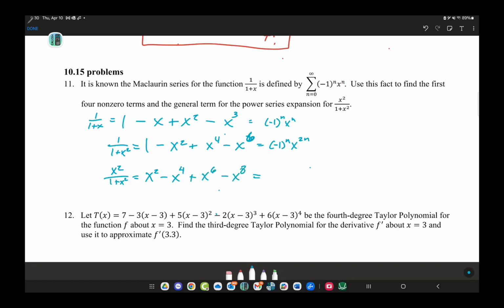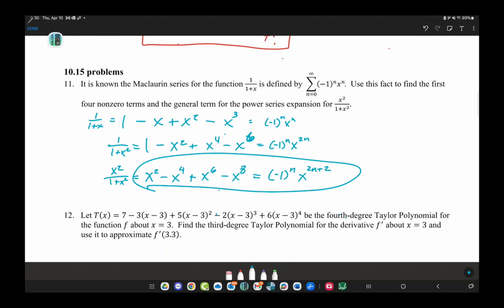So basically, what did I do to every exponent? I added 2 to every exponent. So it's -1 to the n, x to the 2n plus 2. There it is. Sit on your test, you guys see? Yes, you'll need to know this. This is a question on your test. No, you don't have to find the general term on the test.